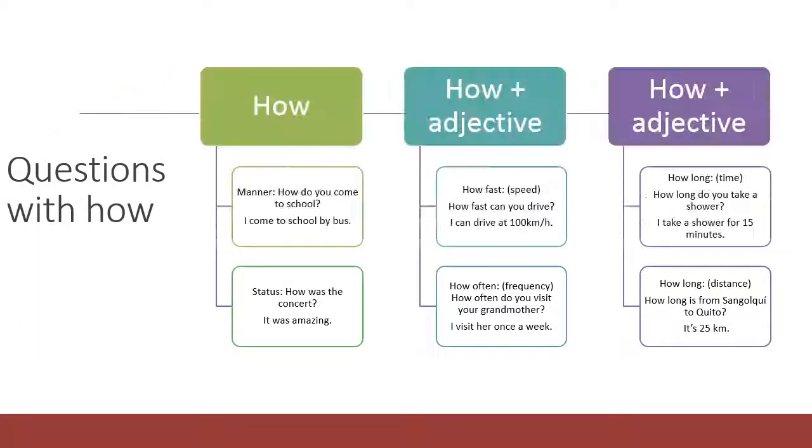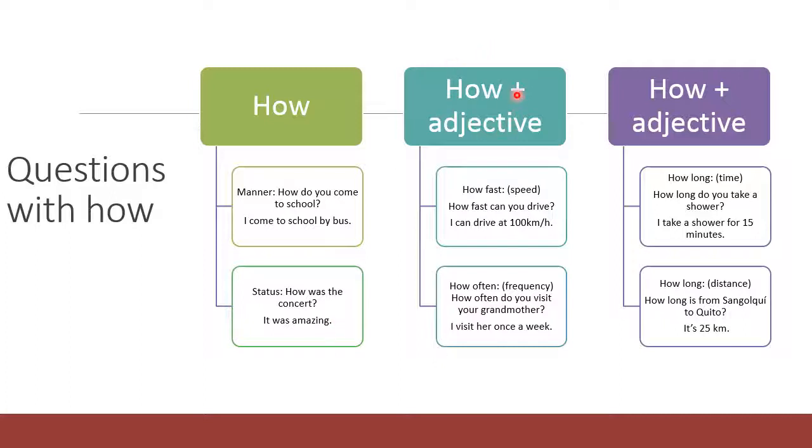Now let's check questions with how. Remember that how also belongs to the group of the WH question words, although it doesn't start with WH. How by itself can be used to talk about manner because it means como. How do you come to school? I come to school by bus. We can also use how to talk about a status. How was the concert? It was amazing.